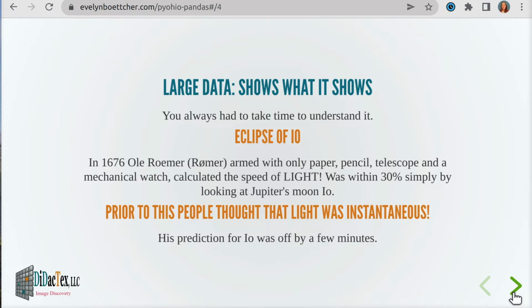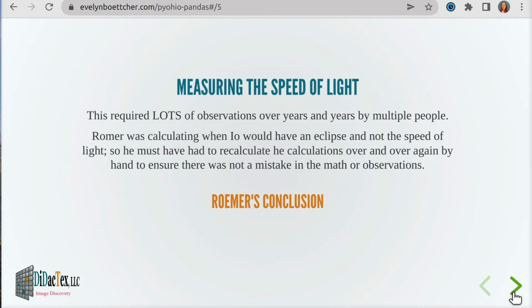And it shows what it shows. So you always have to take your time to understand what your data is actually telling you, and sometimes it's not intuitive. In the 1600s, Romer made calculations of when Io, one of the moons of Jupiter, would have an eclipse. His calculation was off by several minutes. At this time, people thought light was instantaneous. But he ended up concluding what the speed of light is. He took the difference between the two times and calculated the speed of light.